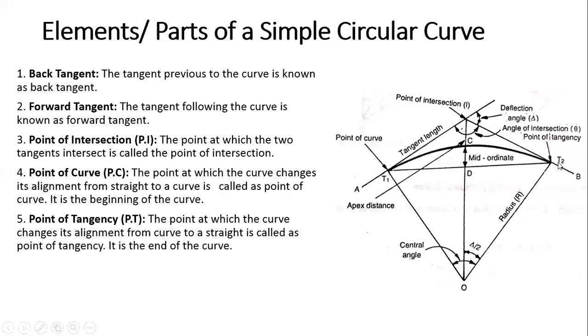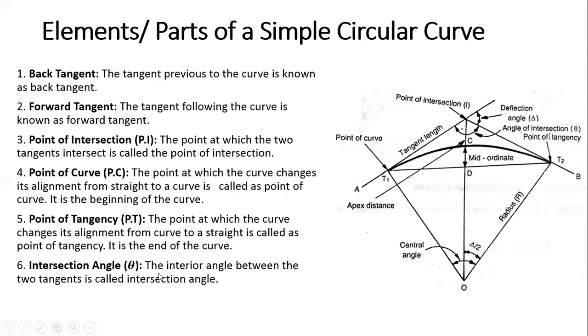What is point of tangency? This is my point of tangency. The point at which the curve changes its alignment from a circular curve to a straight line. So at this point, we have the meeting. This is the last point of the curve, or you call it the end point of the curve. Point of curve is always denoted by T1. Point of tangency is always denoted by T2. Just remember it, T1 and T2.